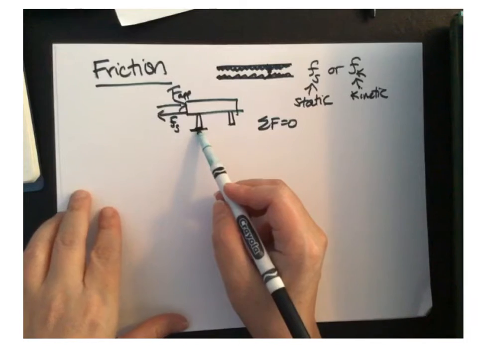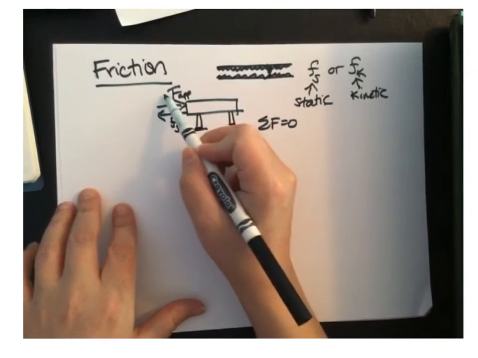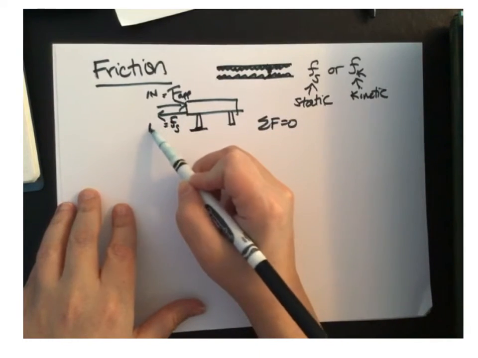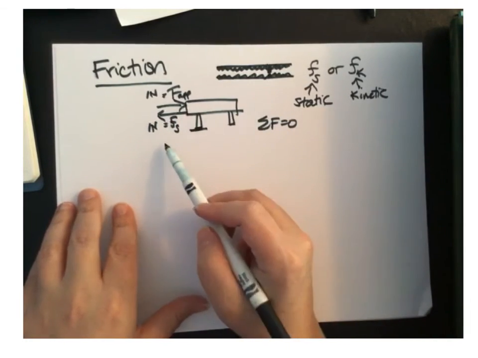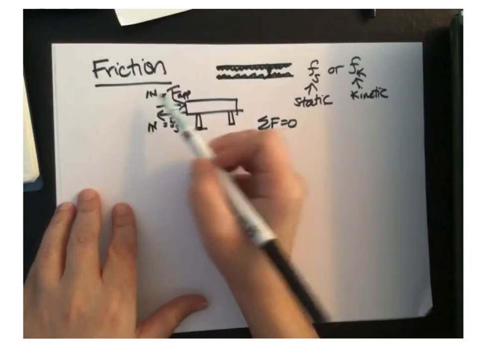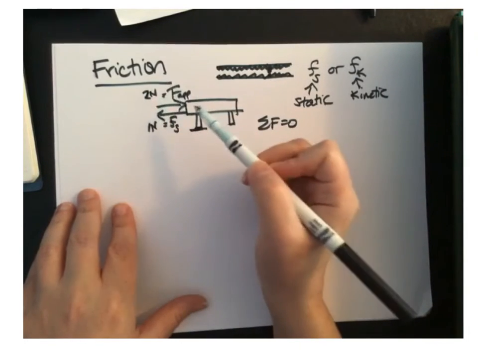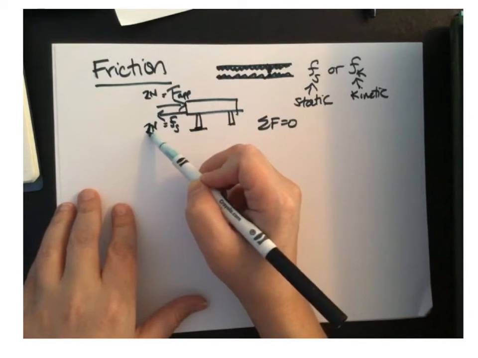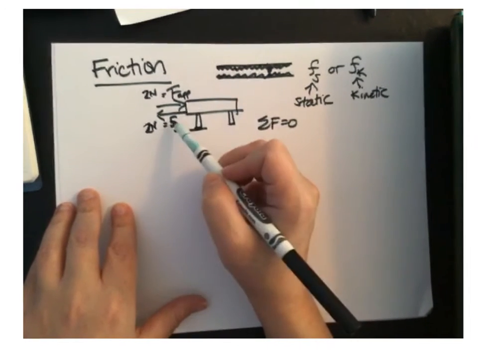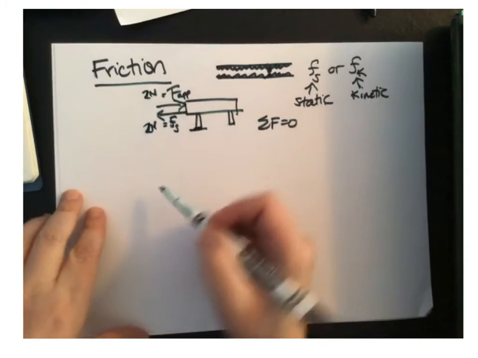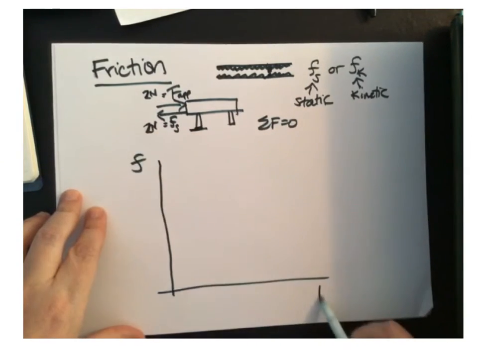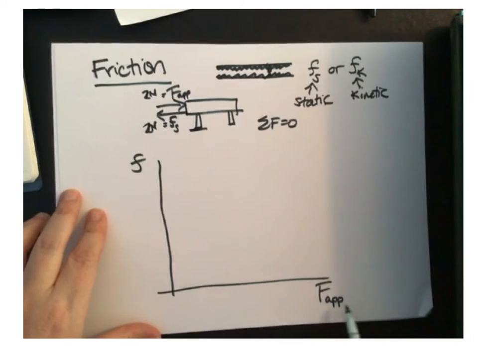Okay? So if I push with a force of 1 Newton and it doesn't move, I know that friction force also has to be 1 Newton. Let's say I push with a force of 2 Newtons and it still doesn't move. I know that has to be 2 Newtons. At some point, so let's draw a graph here. Here's my friction force, and here's my applied force.